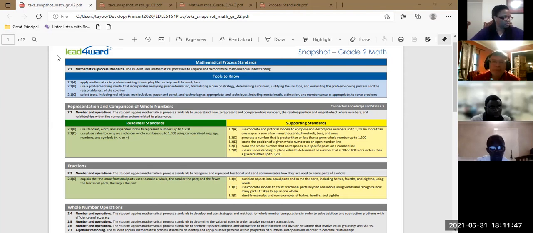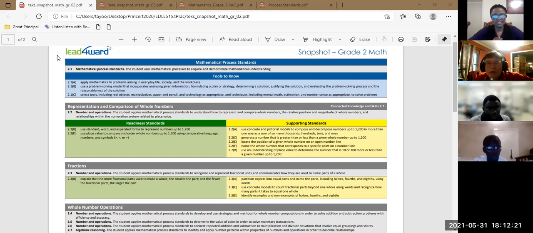3.2A, it says compose and decompose numbers up to 100,000 as the sum of so many 10,000s, so many thousands, so many hundreds, so many tens, and so many ones using objects, pictorial models, and numbers, including expanded notation as appropriate. Thus, on the screen is the Leap Forward snapshot for second grade math.